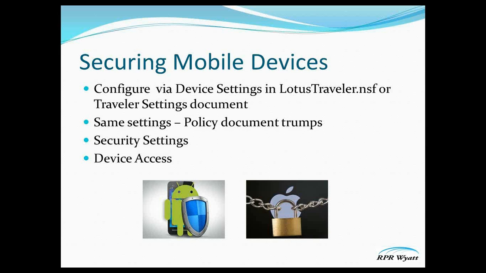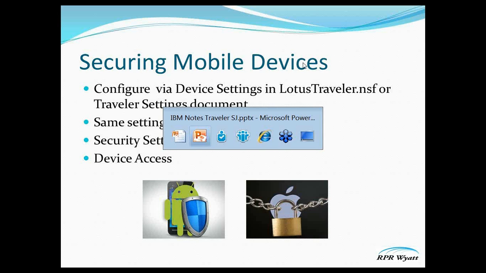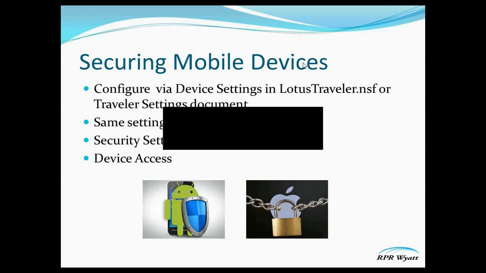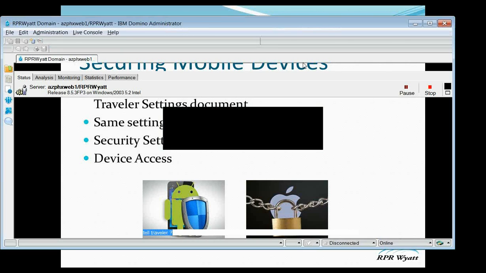To make your mobile devices more secure, use either the device settings document in the Lotus Traveler database or add a Lotus Traveler settings document to a policy. Both do the exact same thing. The difference is that the policy document will trump the device settings document. I'm going to go ahead and bring up a Traveler settings document and show you the security and device access that's available. So I'm going to switch over here to my administration client.